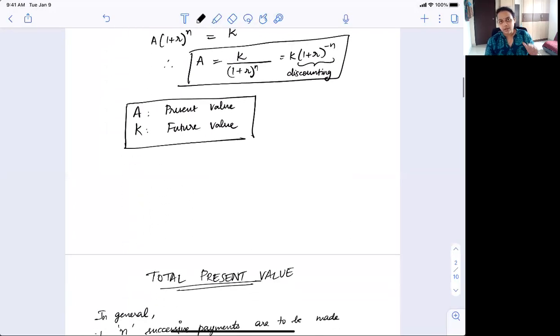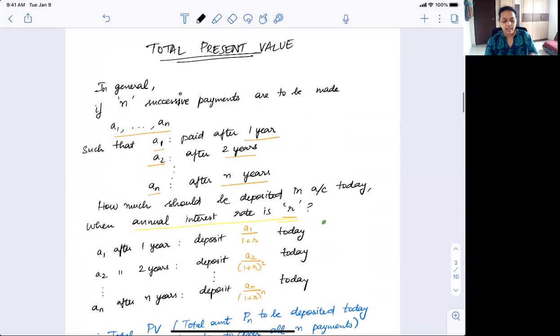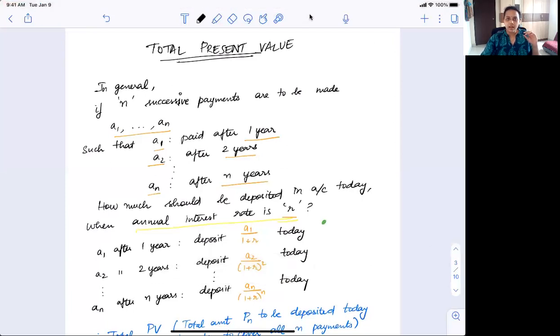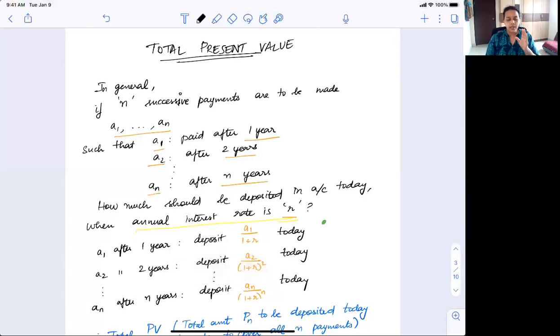Now, we know how to calculate present and future values. One scenario that we saw in the last lecture was how to calculate the total present value. The scenario where we have to do this is often of the type where we have to make n successive payments, A1 to AN, where A1 is paid after year 1, A2 after year 2, and so on to AN.